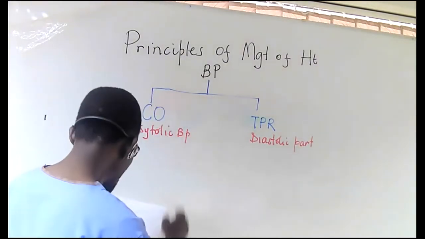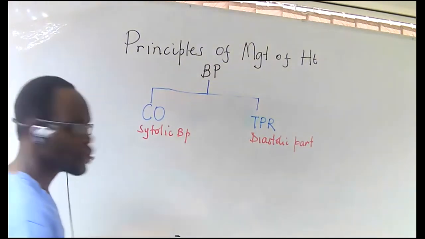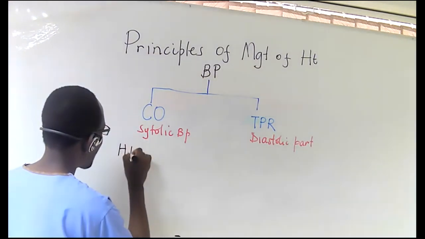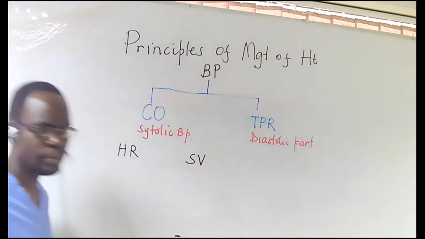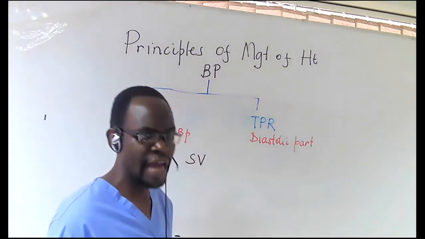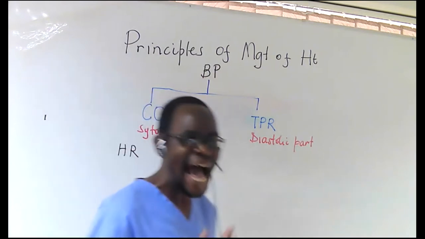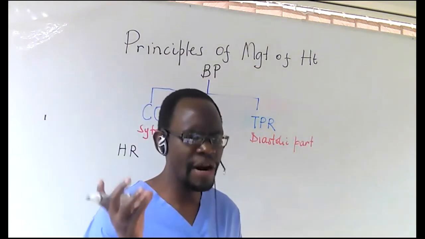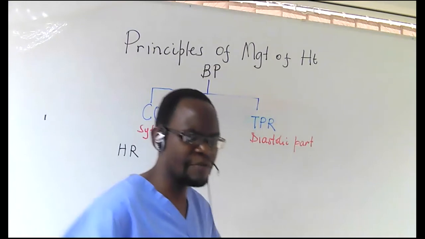Now, cardiac output is determined by two things as well: the heart rate and the stroke volume. Heart rate is the number of times the heart beats per minute. The stroke volume is the amount of blood that is ejected out of the heart, mainly the ventricles, every time the heart pumps.